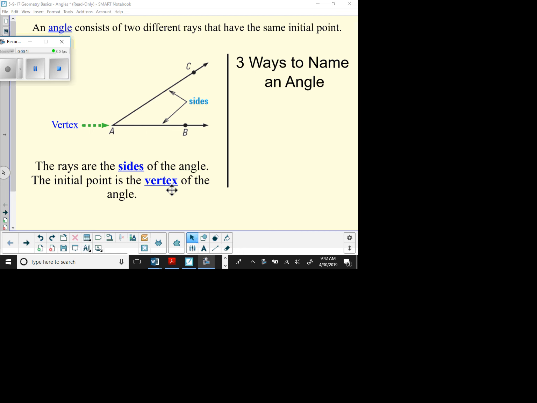So this point where both of the rays meet, that is called the vertex. And then the two ends on the side are the sides. The rays are the sides of the angle. The initial point is the vertex of the angle. So there's three ways to name this angle. You can just call it angle A. You can call it angle CAB, or you can call it angle BAC.